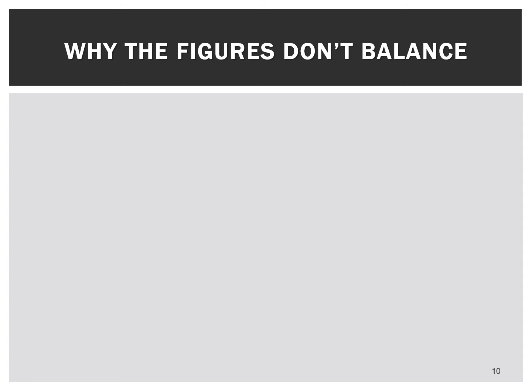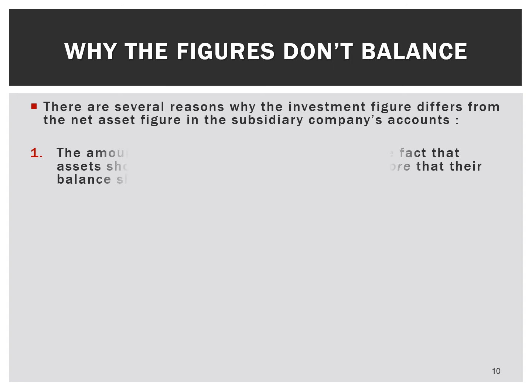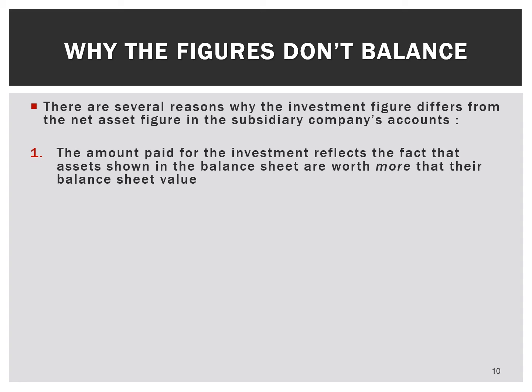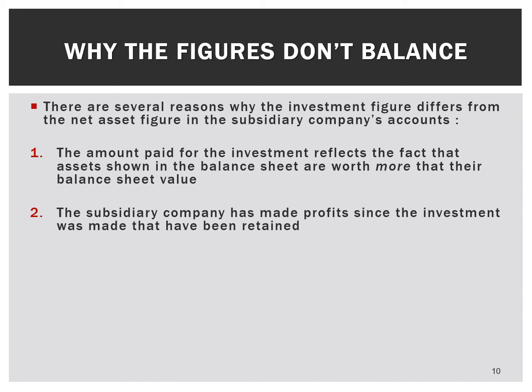Now, the reason for that difference is probably due to several things. Firstly, it could be that the amount paid for the shares reflects the market value of subsidiary company assets, which are shown in the subsidiary company's balance sheet at historic cost. That's one reason why there could be a difference.